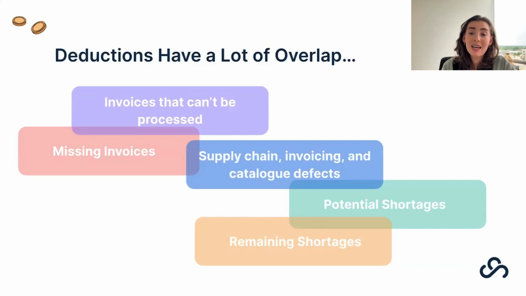However, the bad news is these can be connected, and it can feel like dominoes that are falling over. You have a potential shortage, which triggers a supply chain defect. You might have a missing invoice that triggers a supply chain defect. Your potential shortages fall into remaining shortages. So our advice here is to step back, spend time on root cause analysis, and build your team in a way that makes sense for you because of certain Amazon rules, which we'll talk about in a second. But there's a way to do this strategically, and we can go into some of those tips here at the end.